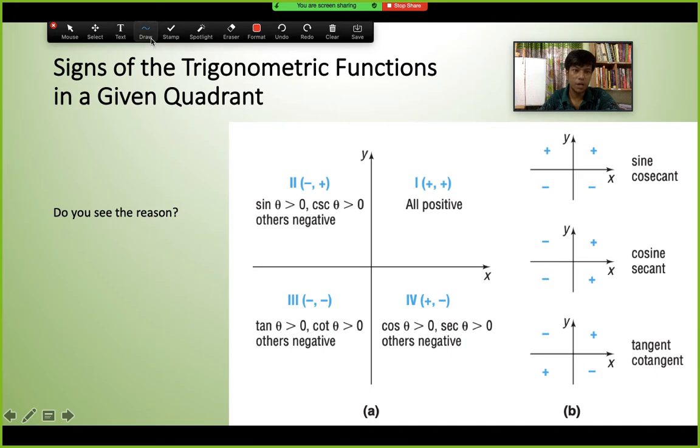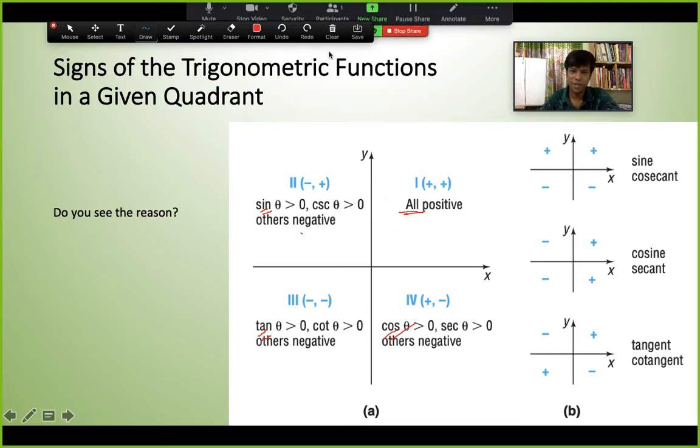And there is a nice mnemonic. There are different types of mnemonics to memorize it or to keep it in mind. One is called "All Should Take Candy." Candy means cos, Take means tan, Should means sin, and All means everyone is positive here. So this way you can keep it in mind. Another one is "All Should Take Chemistry," which is not a good idea. Everyone should not take chemistry.